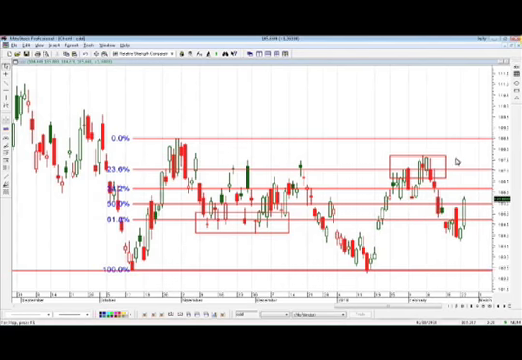A retracement versus fans are going to work the best when you're in a channel and you're looking at a channel. They're probably the tool of choice.